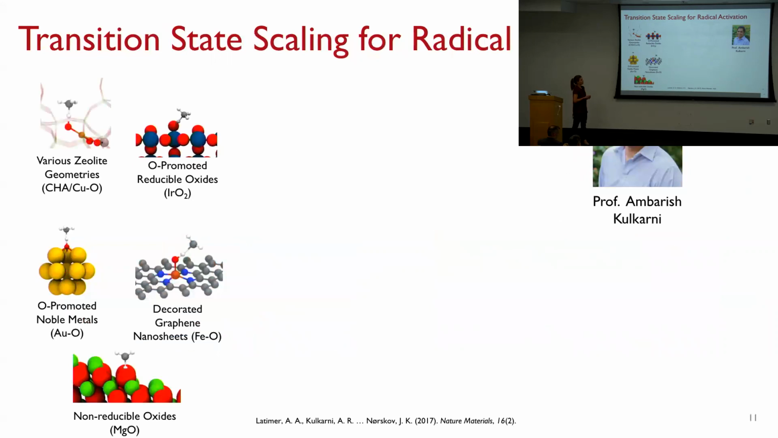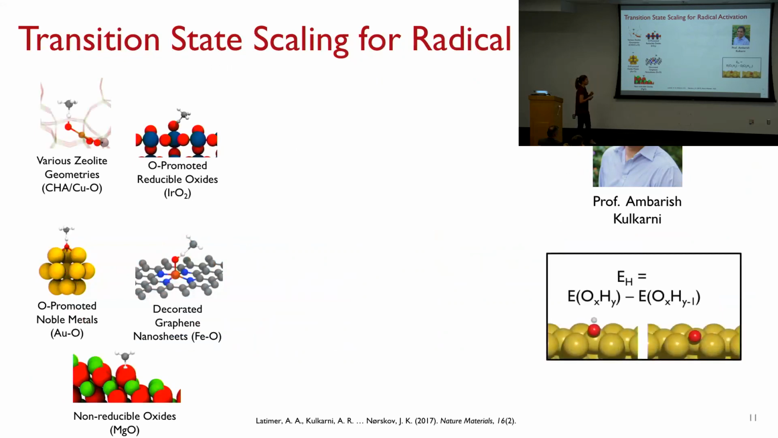So this work was done in collaboration with Ambarish Kulkarni, a former postdoc in our group who's now a professor at UC Davis. And what we did was to look at methane activation in the radical pathway on a variety of different catalyst surfaces shown here. We define a parameter that we'll call the hydrogen abstraction energy, or EH, which is just the energy of the hydrogenated active site minus the energy of the clean active site, or the unhydrogenated active site.